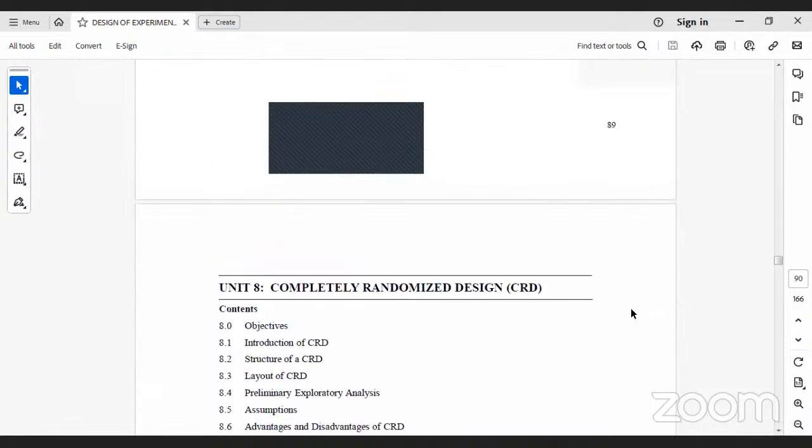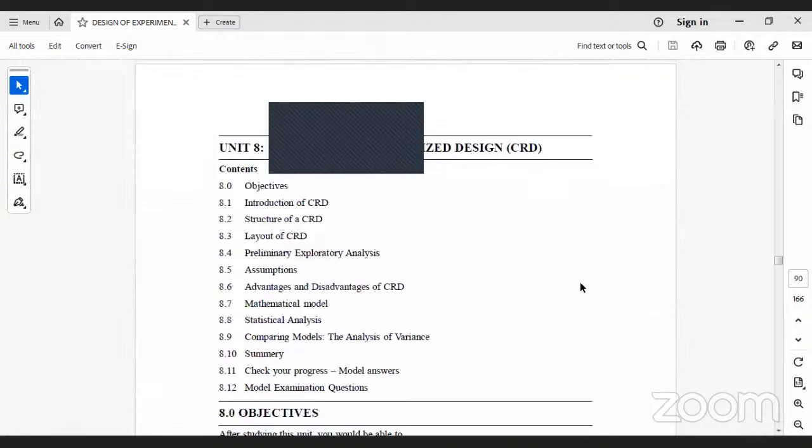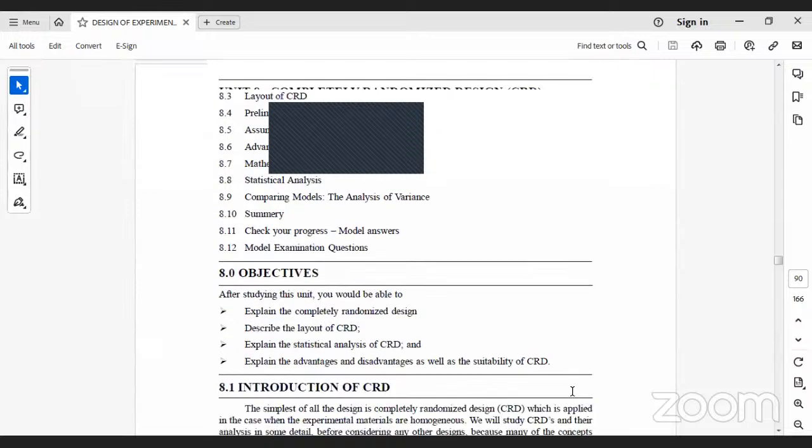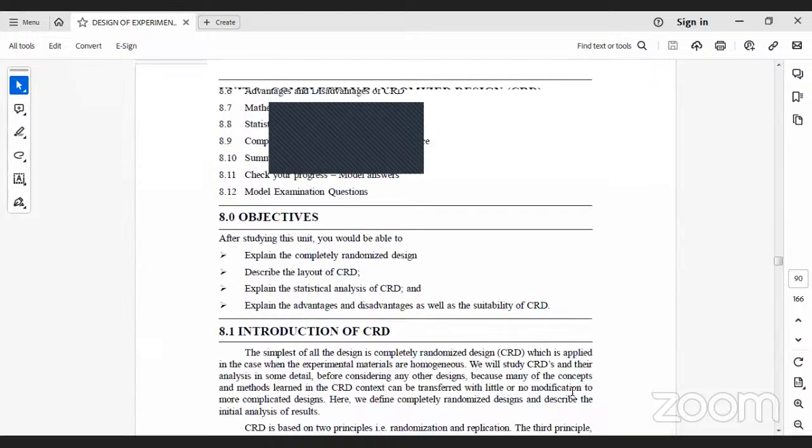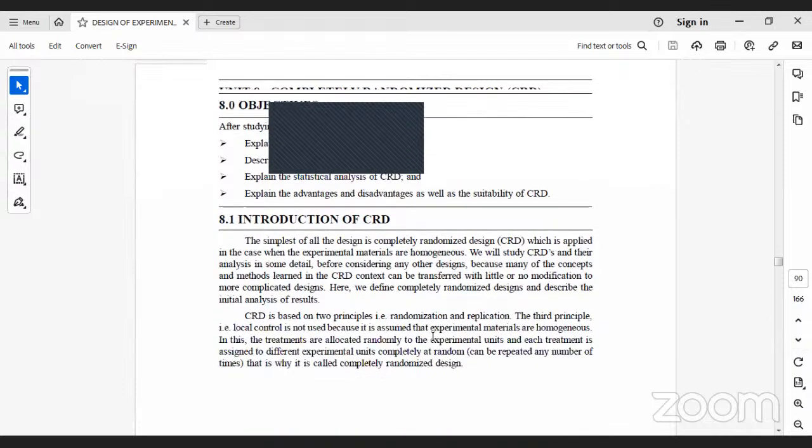Complete randomized design, CRD: introduction, structure of CRD, layout of CRD, preliminary exploratory analysis, assumptions, advantages and disadvantages of CRD, mathematical model in law. In advanced CRD, they ask about the mathematical model, specialization, analysis, statistical analysis. Explain the completely randomized design, describe the layout of CRD, explain the statistical analysis of CRD, explain the advantages and disadvantages as well as the suitability of CRD. Introduction of CRD: what is the completely randomized design? It is the simplest of all the designs.